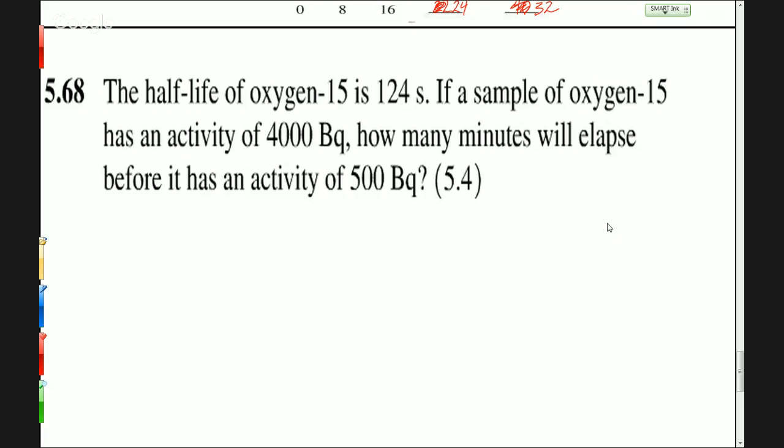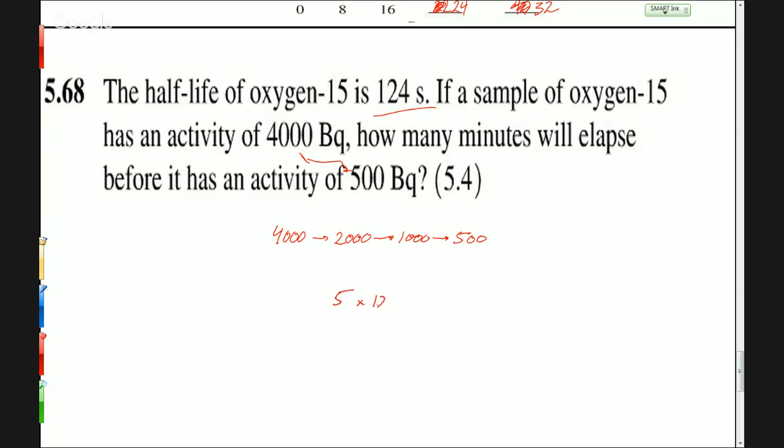All right, you got this one? What'd you come up with? 6 minutes and some seconds? Okay, yeah, that sounds about right. So to go from 4,000 to 500 is how many half-lives? 3 half-lives. Because you're going to go 4,000 to 2,000 to 1,000 to 500. So 3 half-lives. Each half-life is 124 seconds.